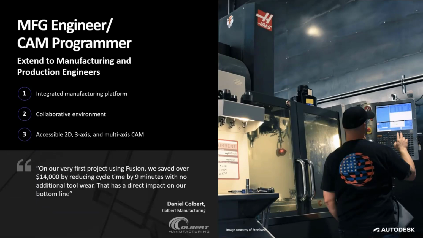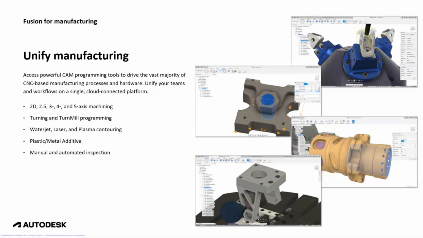Fusion manufacturing. Unified manufacturing: access powerful CAM programming tools to drive the vast majority of CNC-based manufacturing processes and hardware. Unify your teams and workflows on a single cloud-connected platform. 2D, 2.5, 3, 4, and 5-axis machining are included in Fusion now. And as I said earlier, for 3 to 5-axis additional functions, you have to use the manufacturing extension.